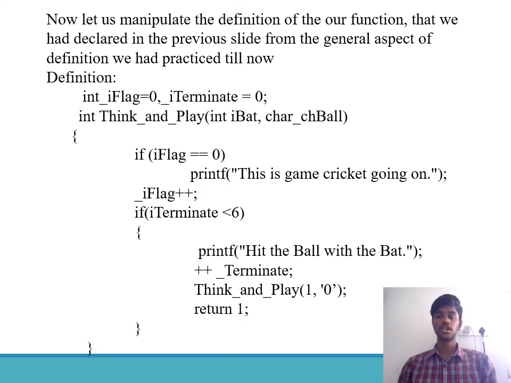If iflag equals 0, printf: this is game cricket going on. iflag plus plus. If terminate less than 6, printf: hit the ball with the bat. Plus plus terminate. think_and_play(1, 0) and return 1.